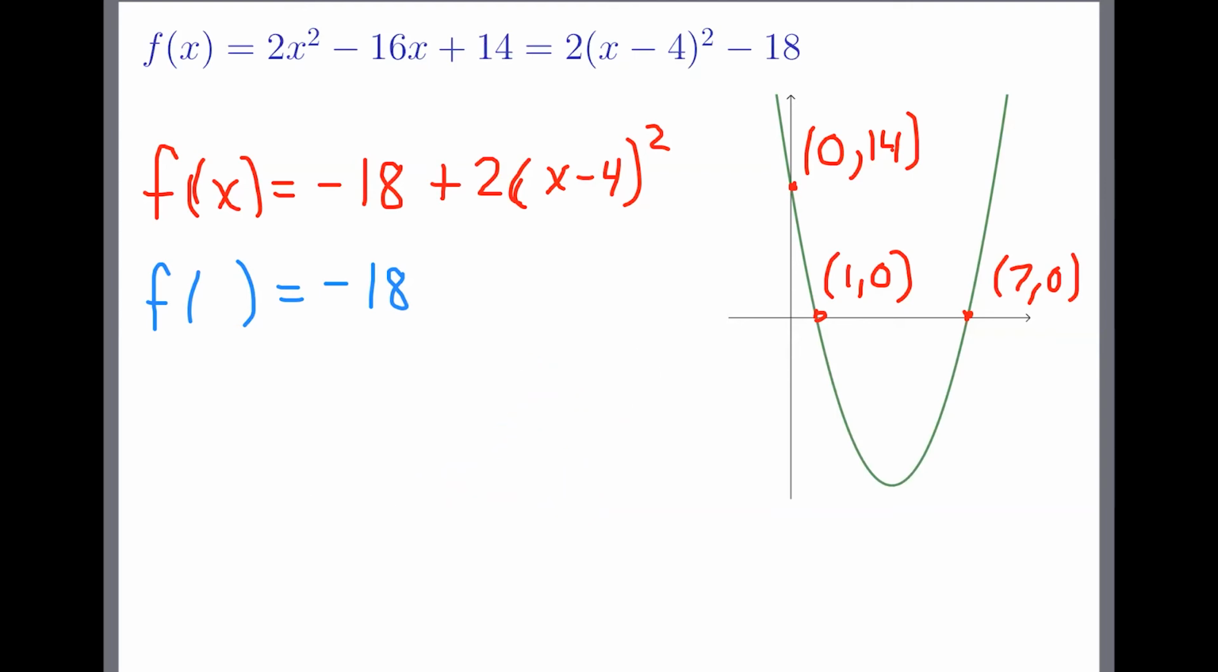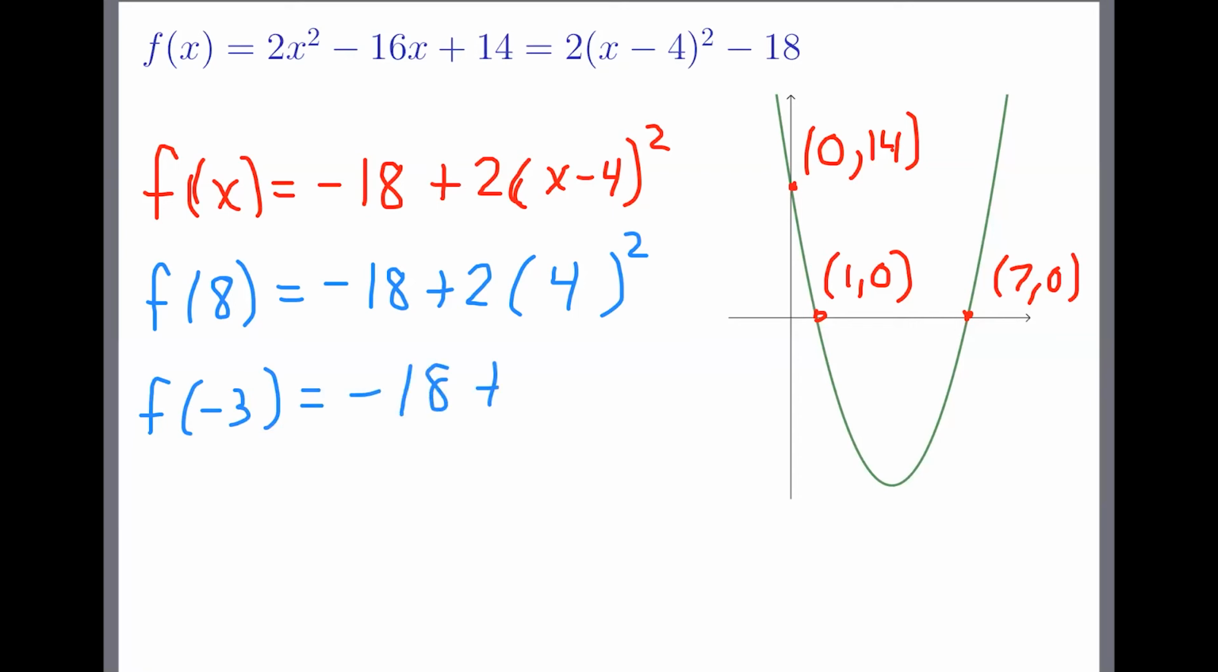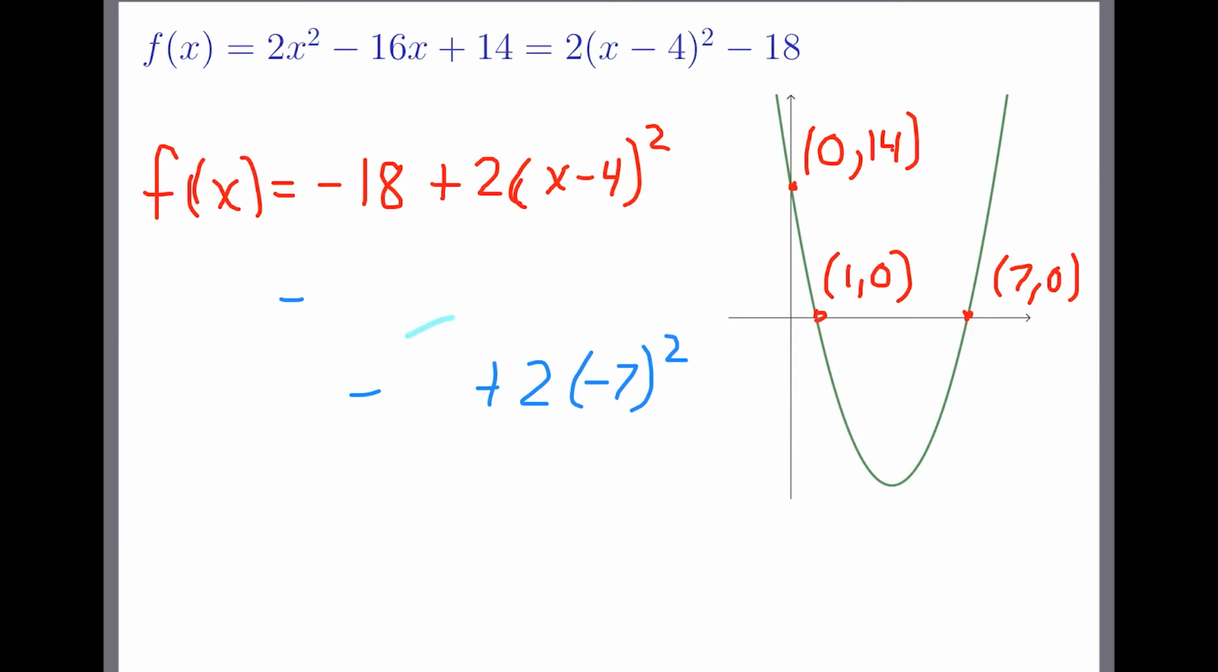So for instance, if I plugged in, let's go with 8 or something. What's f of 8? It's negative 18 plus 2 times the square of 8 minus 4. If I plugged in negative 3, it'd be negative 18 plus 2 times, well, negative 3 minus 4 is negative 7, but I'm squaring that, so it would be 2 times 49. So really what I want you to notice is that no matter what we plug in, that answer is going to be negative 18 or bigger, because we're basically adding something to negative 18.